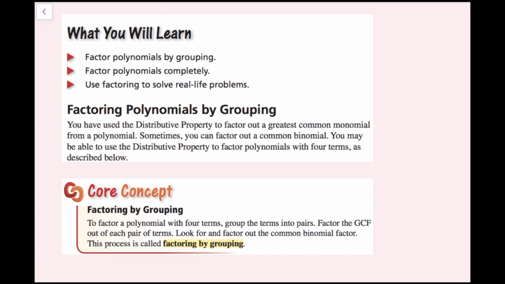Factoring by grouping. To factor a polynomial with 4 terms, group the terms into pairs. Factor the GCF out of each pair of terms. Look for and factor out the common binomial factor. This process is called factoring by grouping. So I actually explained how to factor by grouping in my 7.6 video lesson. So if you watched that, you've actually seen grouping before.